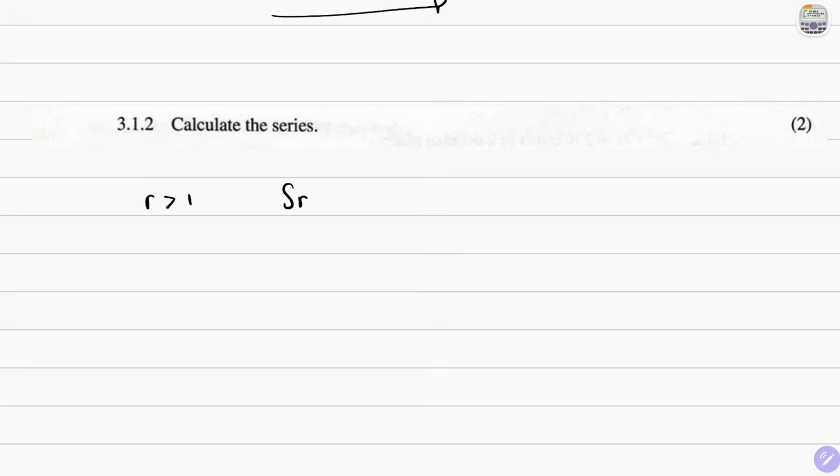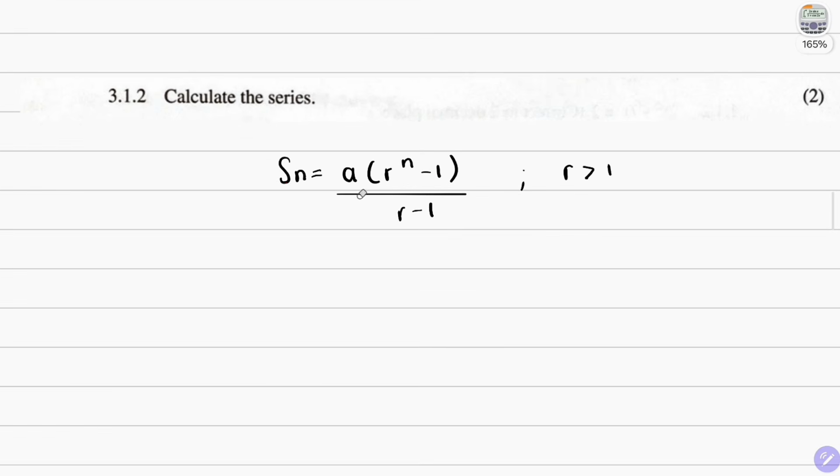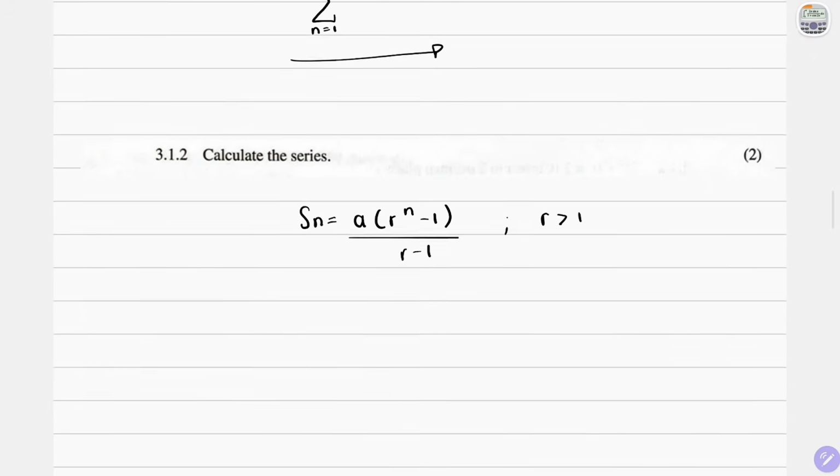So we're going to use the sum of geometric series formula, which looks like this. It's a multiplied by r to the power of n minus 1 all over r minus 1. Okay, and of course this is where r is greater than 1. So we're going to substitute our values of a, r and n.